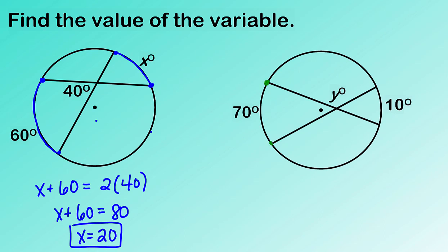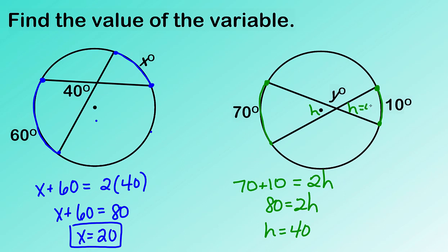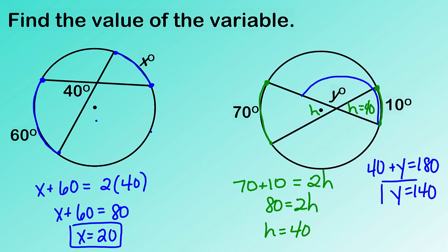Here, I have my arcs, and I can take their sum. Call this h, and I'll get 2h. So h would be equal to 40, but that doesn't help me find y. So again, I have this linear pair relationship. So I'm going to say that 40 plus y is equal to 180. And I know that y then must be 140.